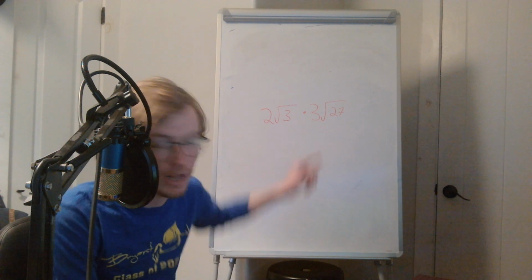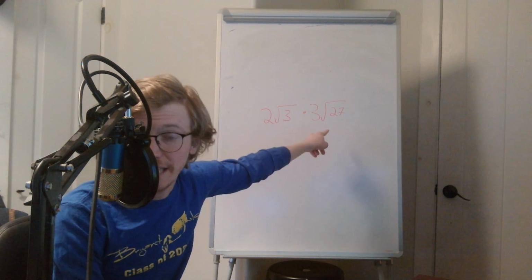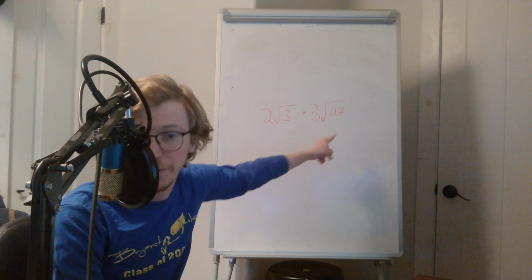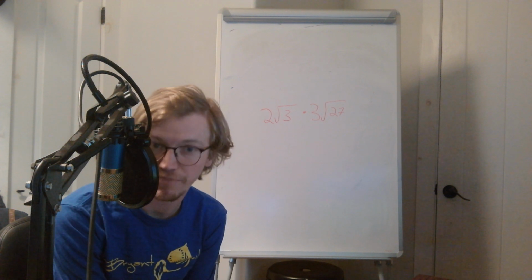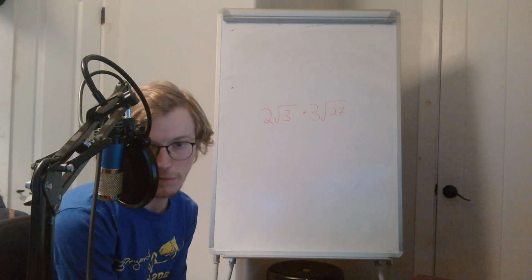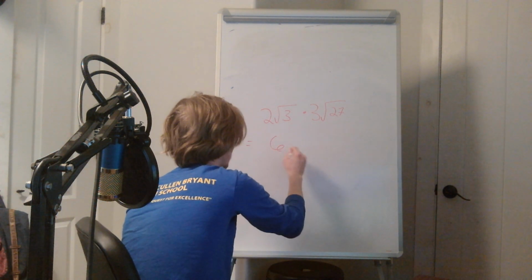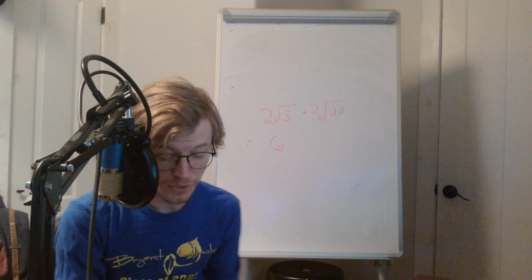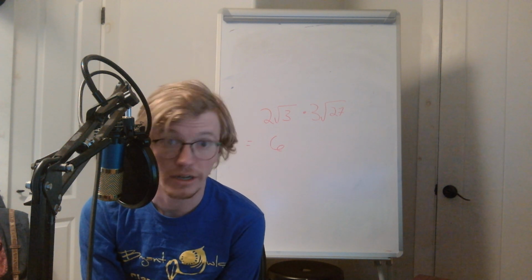Now you can't multiply this 2 on the outside against the 27 on the inside. You can't do that, but you can multiply the 2 and the 3 together because they're both on the outside of the radical expression. So let's go ahead and do that. That's 2 times 3 is 6. And then you can multiply the numbers that are on the inside of the radical expression together as well.